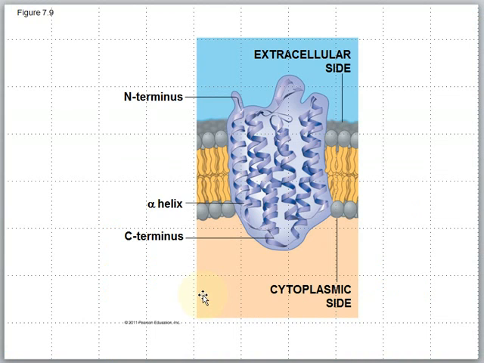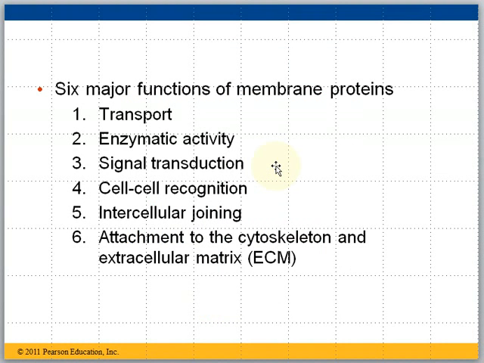Here's a quick model of a transmembrane protein, also called an integral protein. It goes all the way through, and it's going to have some outside edges that are hydrophilic, and then here's that alpha helix portion inside that is nonpolar and usually hydrophobic.